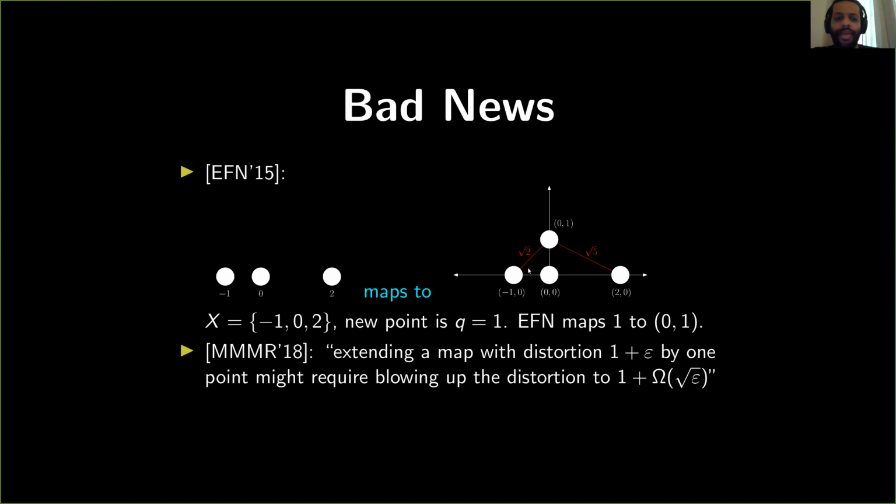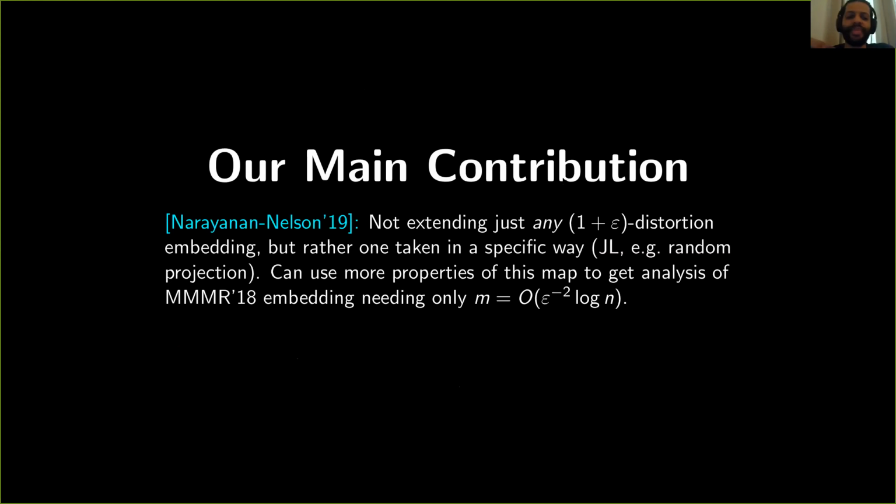Great. So our main contribution is we don't actually change the MMMR embedding. We use the same strategy. In fact, we solve the same semi-definite program they do. We take a low distortion embedding G on the original point set. We extend it the same way they do. The difference is they tried to use the fact that G was a low distortion embedding on the original point set in a black box way. And they ran into trouble.